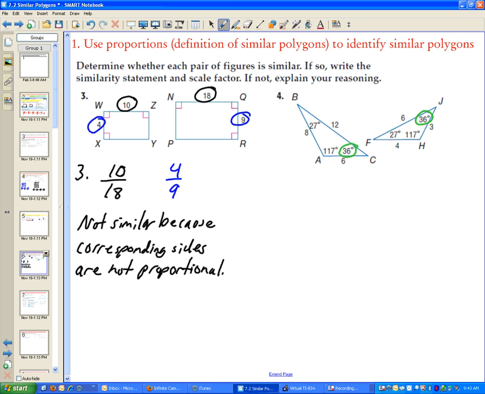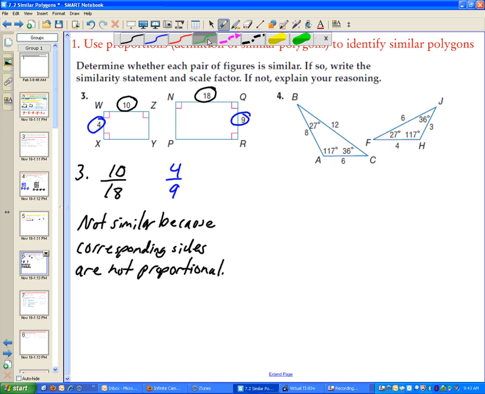In fact, I'm going to write a similarity statement. Well, I'll do it in a minute. And then I've got a 27-degree angle. Does it match up with another 27-degree angle? Yep. What am I left with? 117 corresponds to 117. All right, so we've got corresponding angles congruent. Now we need to see if corresponding sides are proportional.